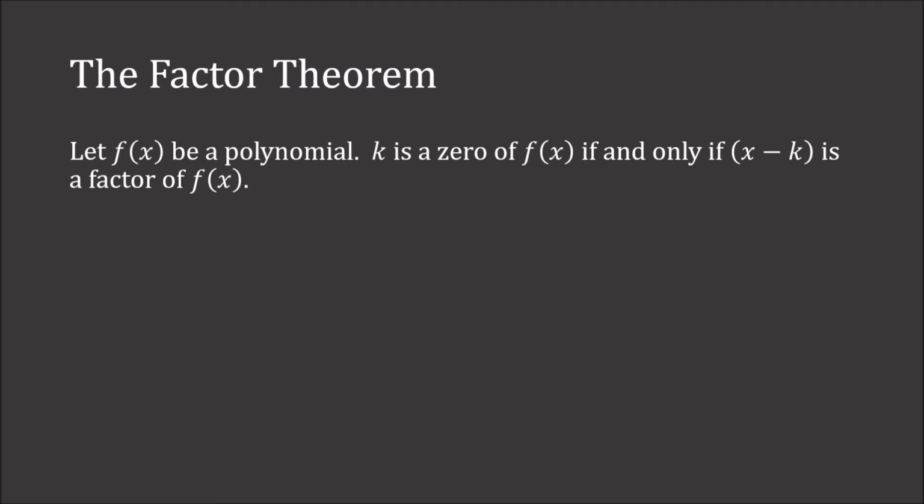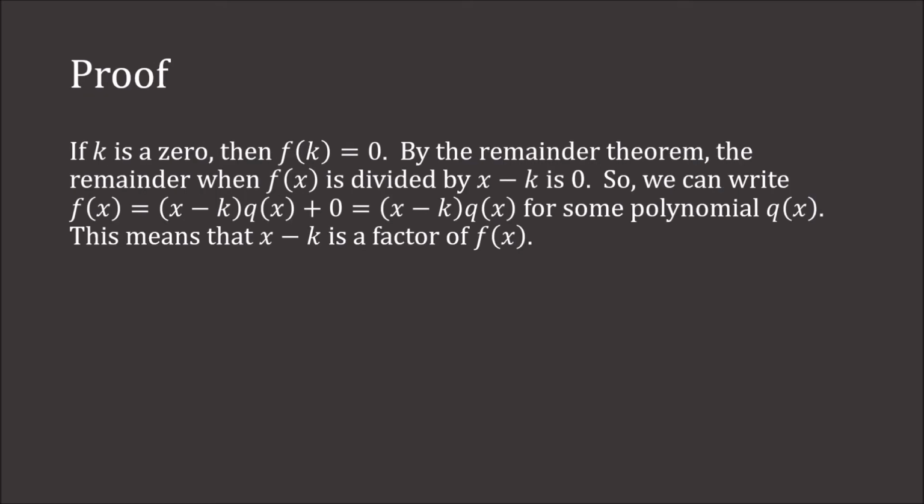So to see why this is true, if k is a 0, then f of k is 0. That's the definition of being a 0. So by the remainder theorem, the remainder when f of x is divided by x minus k is 0. So we can write f of x equals x minus k times q of x plus 0, which is x minus k times q of x, some polynomial q of x. This means that x minus k is a factor of f of x.